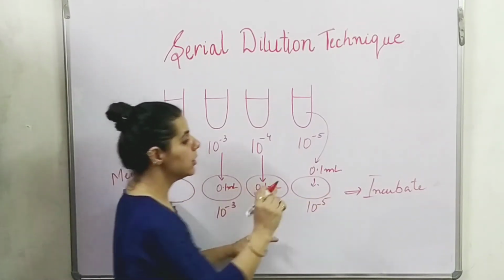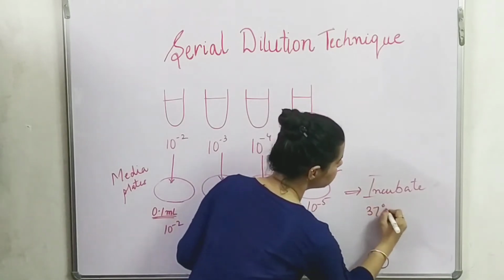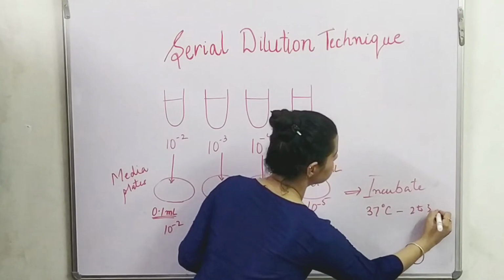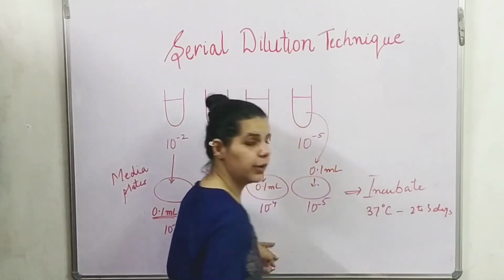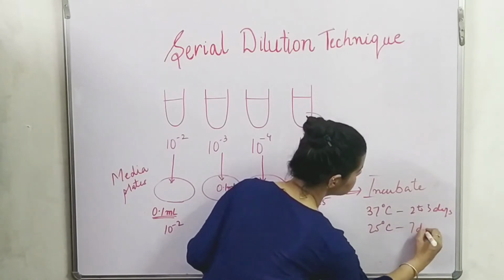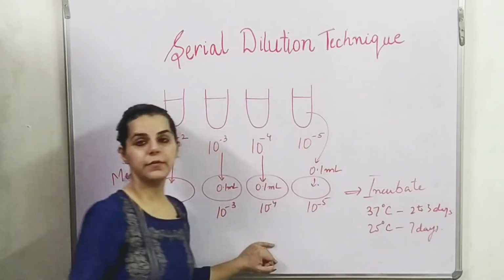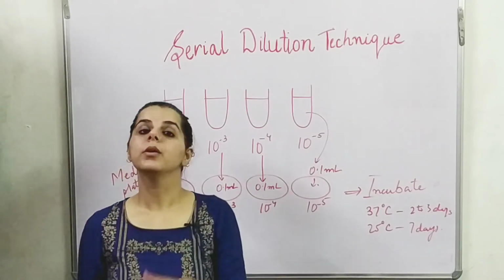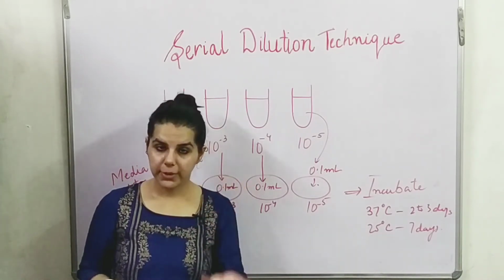Like in case of bacteria, we incubate at 37 degrees Celsius for 2 to 3 days, right? And in case of fungi, we incubate at the temperature of 25 degrees Celsius for 7 days. Following which, we will get the colonies on the petri dishes.